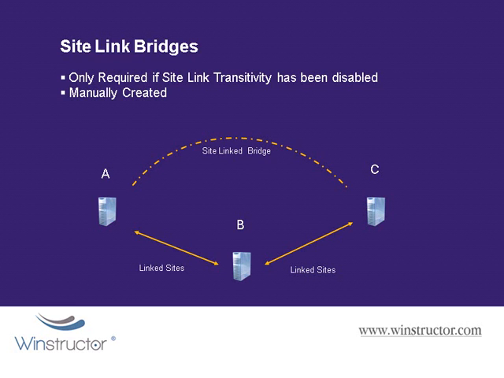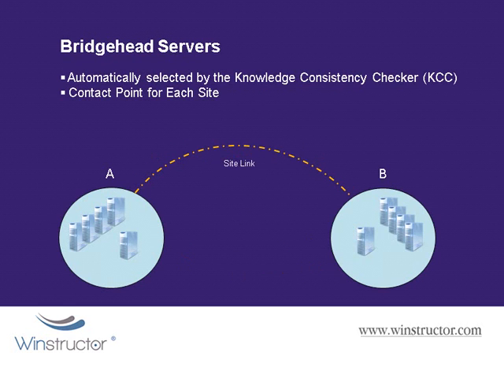Now, we have three sites here, site A, B, and C. Site A and B are connected by a site link, and site B and C are also connected by a site link. Even though sites A and C don't have any site link directly connecting the two sites, they can still replicate with each other as they're automatically bridged.